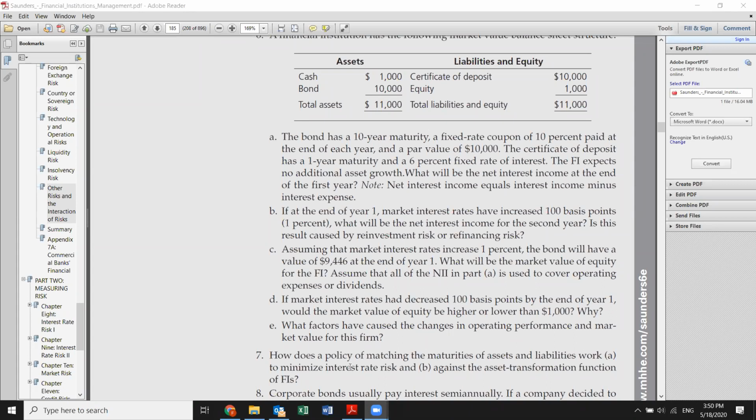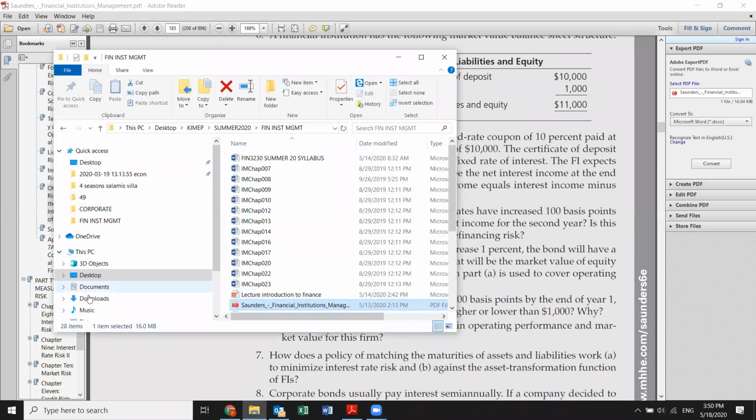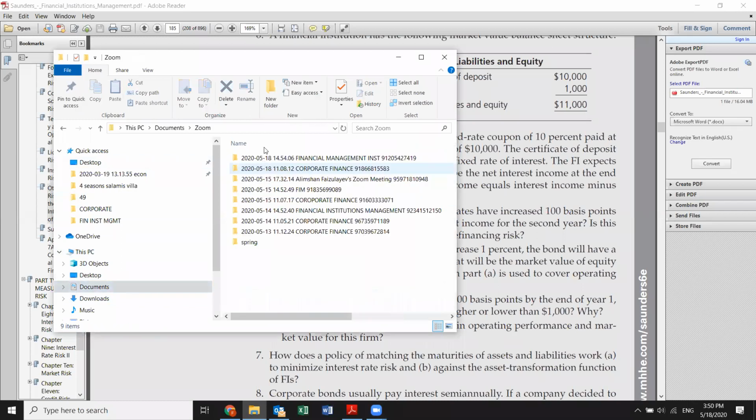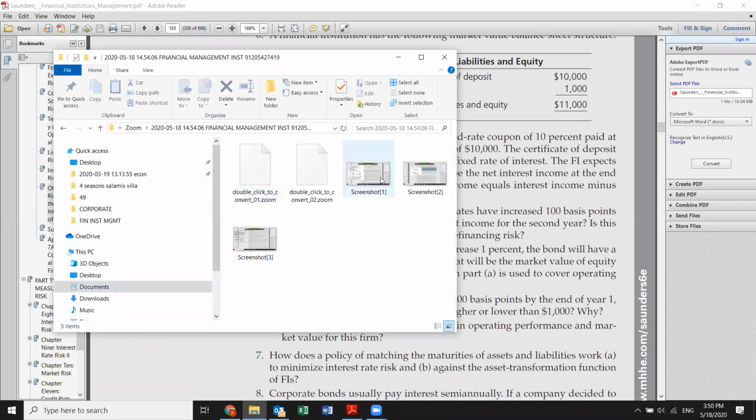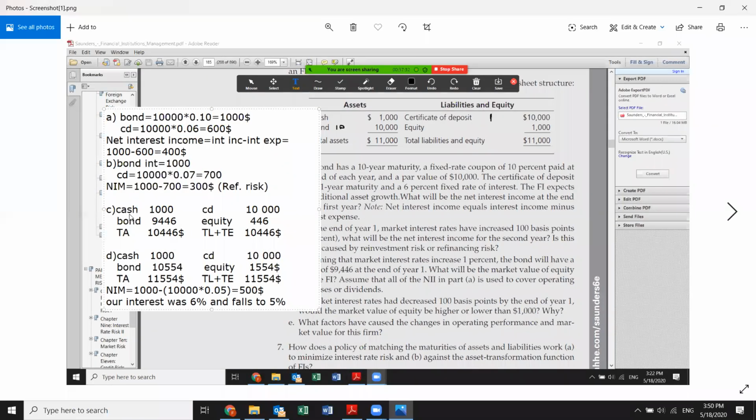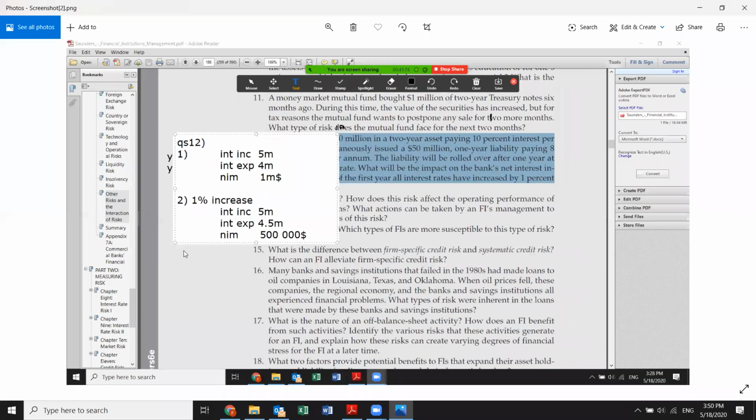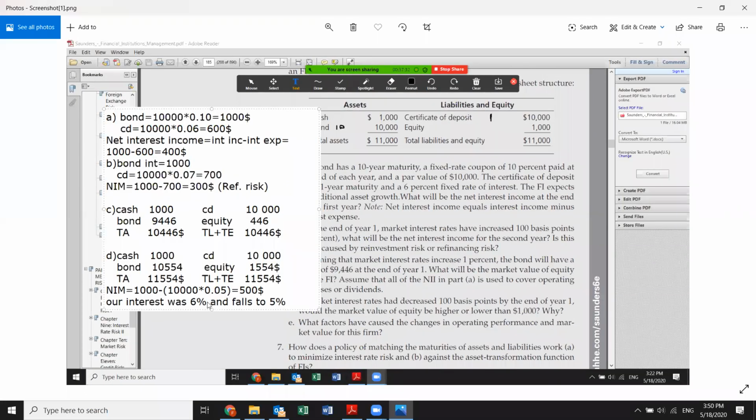What happened is it deteriorated. Here, I just made a screenshot, I'm going to share it with you to remind you. So the market value changed. It was 11,000, now it's 10,446, plus the net interest income changed. Did I answer your question? Yes, thank you.